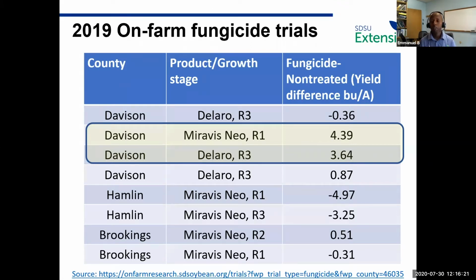Of course, conditions vary from one field to another and from one year to another. And so depending on your field history, the variety, susceptibility to some of these diseases, especially white mold, you could see a good response, a positive return to fungicide application in soybeans. But for the most part, it's not really consistent or something you can be assured that if you make that investment, you're likely to have a positive return on a fungicide application.